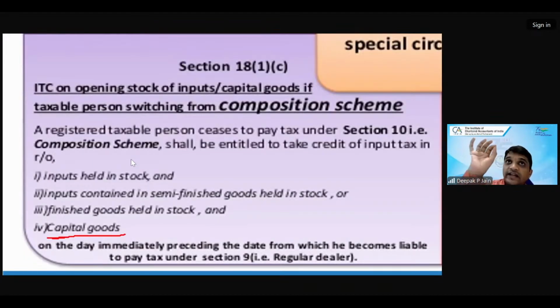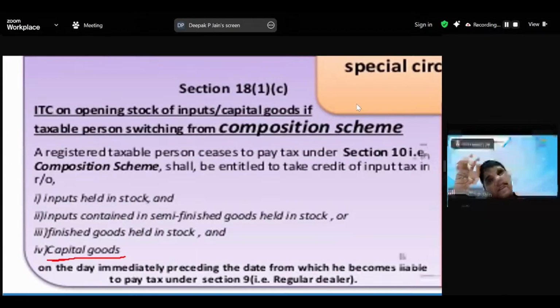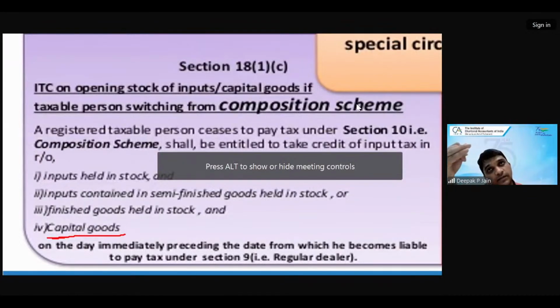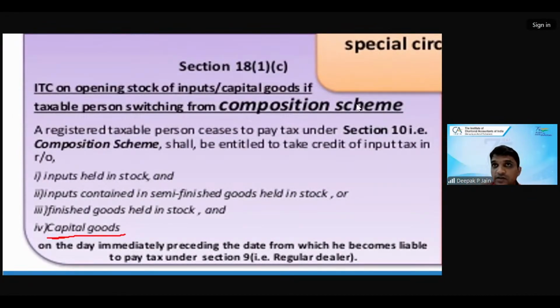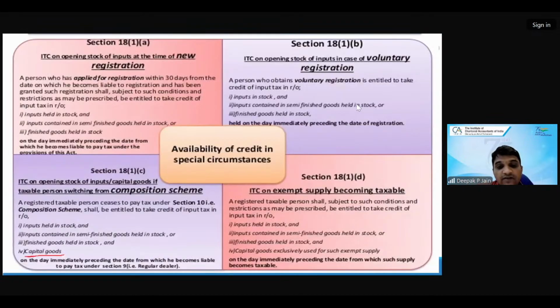So in section 18(1)(a) and (b), you will get only inputs, semi-finished goods and finished goods. In 18(1)(c), when you're moving from composition to regular scheme, you will get the benefit of the capital goods also, on the day immediately preceding the day when he becomes liable to pay tax under section 9. That is, the day when you move out from composition to regular, that day's stock, you will get the benefit. Clear with this? Then last is 18(1)(d).